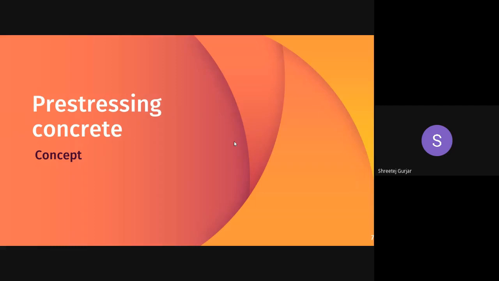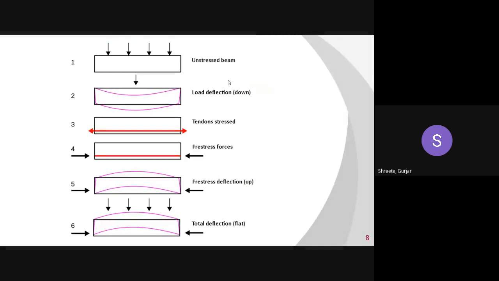Okay, so coming to the pre-stressing concept, how it is done and all those things, I have explained using a simple diagram in the last slide of the previous explanation. So the same thing I will explain now in detail.